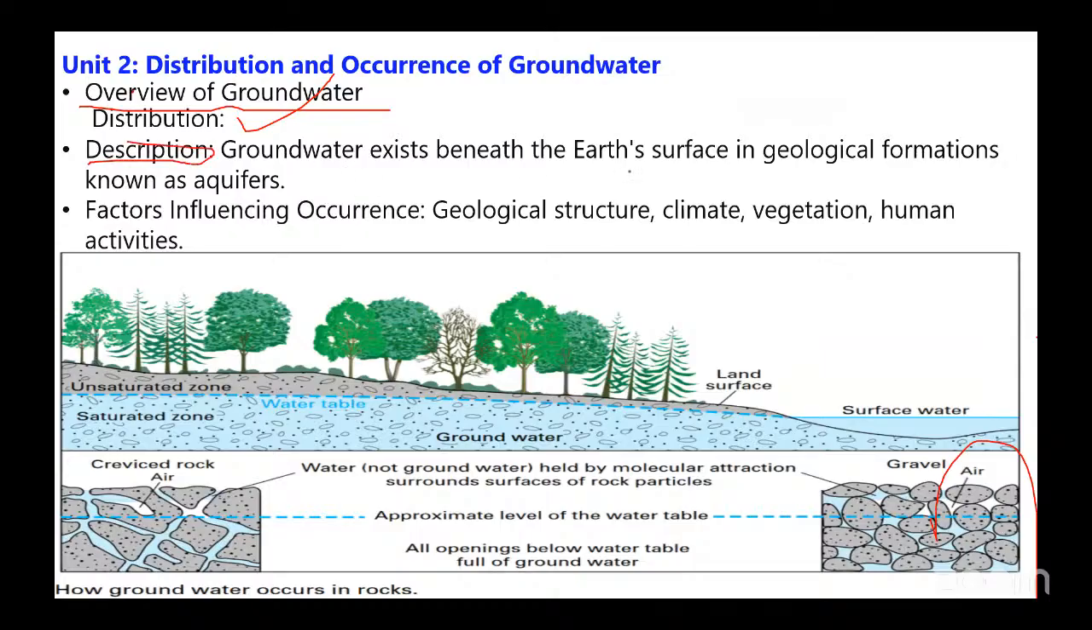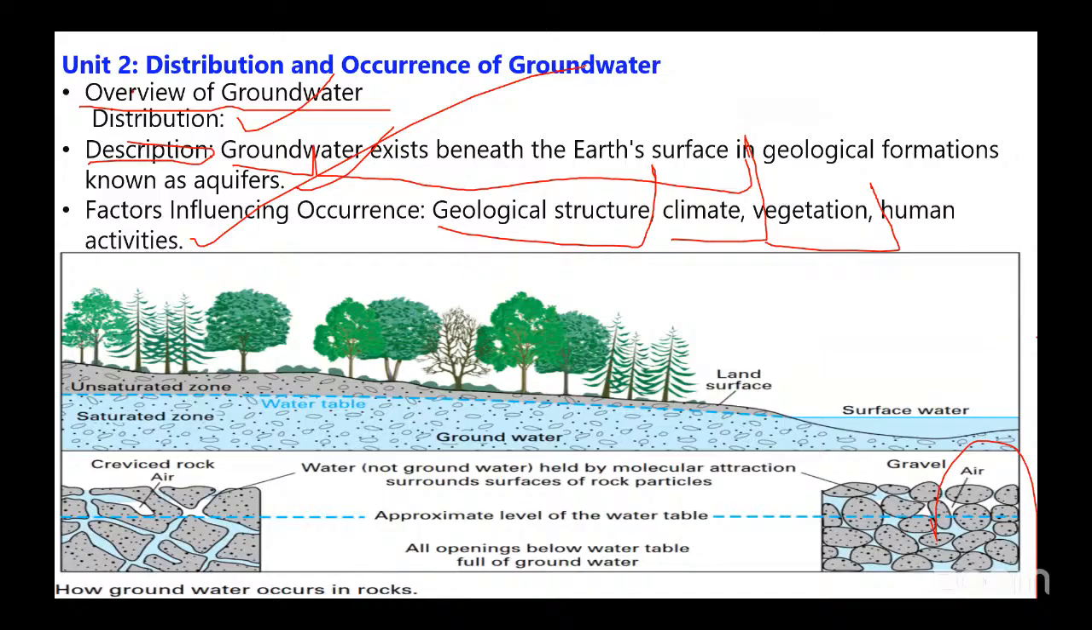Groundwater exists beneath the earth's surface. Groundwater exists in the subsurface in geological formations known as aquifers. Okay. And the factors influencing the occurrence of groundwater are geological structures, climate, vegetation, and human activities. So geological structures, climate, vegetation, and human activities will influence the distribution and occurrence of groundwater.